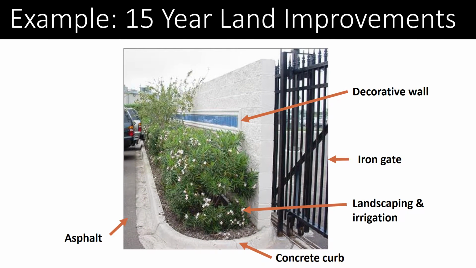Most of the improvements located outside the walls of a building are normally considered 15-year land improvements. In this image, we can see items commonly found in a parking area, such as asphalt paving, concrete curbing and gutters, landscaping and irrigation systems, a concrete masonry wall with decorative tile inlay, and an iron gate. It's usually the case that assets such as these are embedded within a 39-year building asset on the owner's depreciation schedule. In this common situation, segregating their costs and applying a 15-year life to them will improve the owner's cash flow.